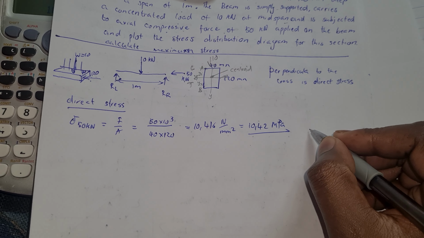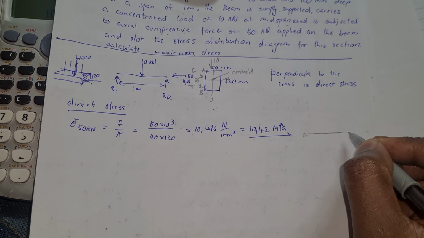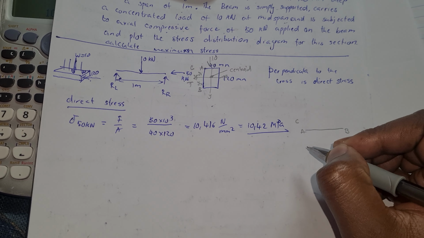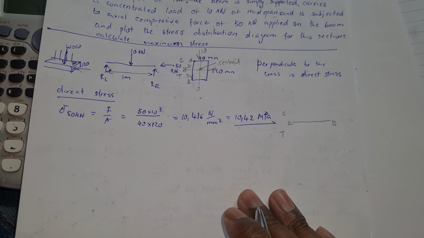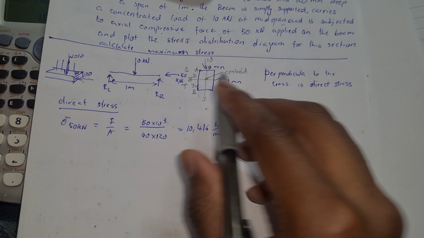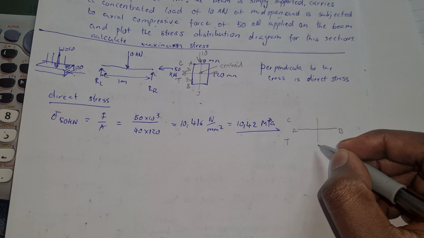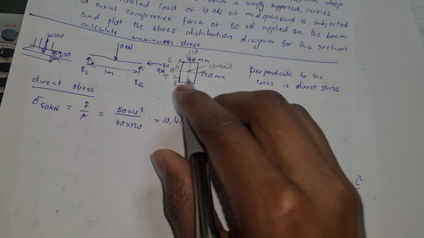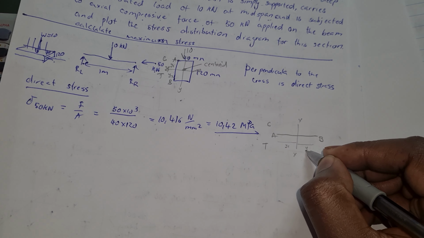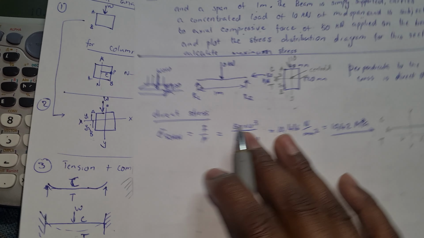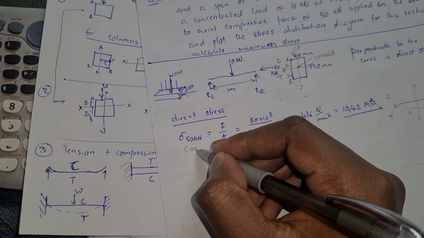So we have A and B, right? Let's call the top part compression, the bottom part tension. Then we have the neutral axis. In this case, the thing that cuts is what? It's XX, and then this here is Y1, Y2. And then you said, remember this force is compressive.